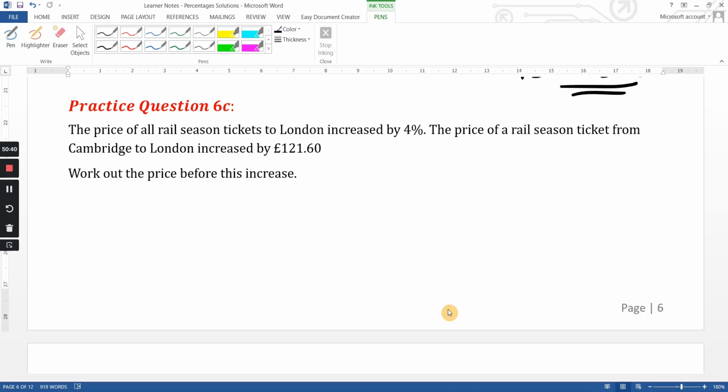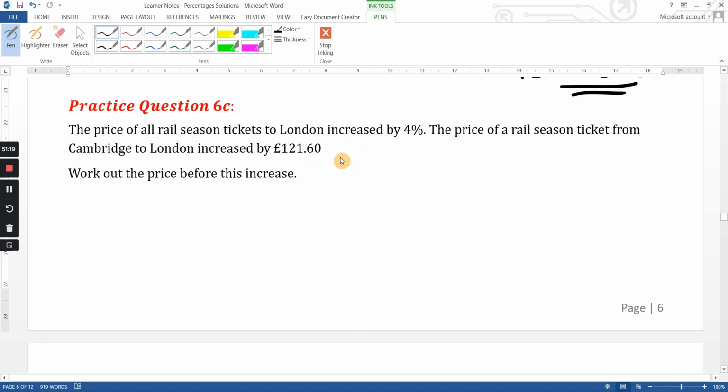Practice question 6c. The price of all rail season tickets to London increased by 4%. Price of a rail season ticket from Cambridge to London increased by £121.60. Work out the price before this increase. So again, just be careful with this one. Don't fall into that trap of thinking that this amount, it's not going to be 104%.